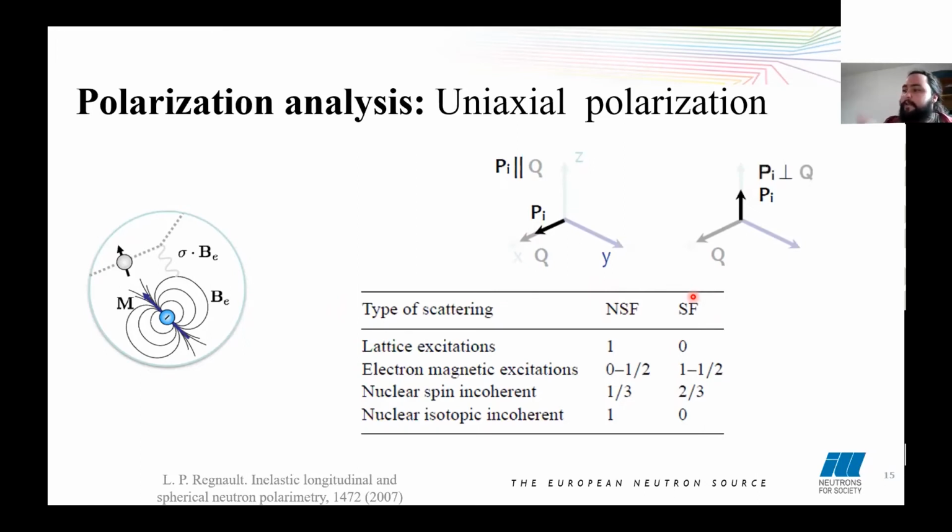We also have the spin incoherent scattering, in which we have 1/3 of the component in the non-spin flip scattering and 2/3 in the spin flip scattering. And then the magnetization, or the full magnetic scattering, can be either fully in the spin flip if the polarization is parallel to Q, or 50-50 in the non-spin flip and spin flip if the polarization is perpendicular to Q. So uniaxial polarization analysis is good.